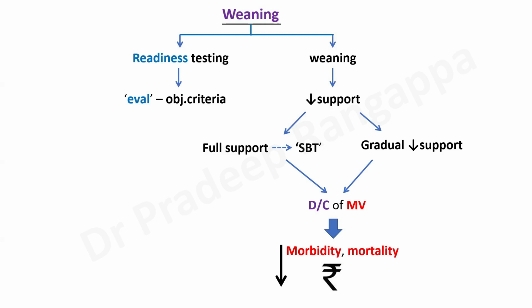This weaning process has been shown to significantly reduce the morbidity, mortality, and even the cost for the patient, because you would minimize the duration of weaning. And having this weaning protocol is a quality indicator in ICU, and at least more than 55% of the ventilated patients in ICU should be assessed for weaning and should be subjected to some sort of a weaning protocol. This is the sort of standard that one needs to maintain.